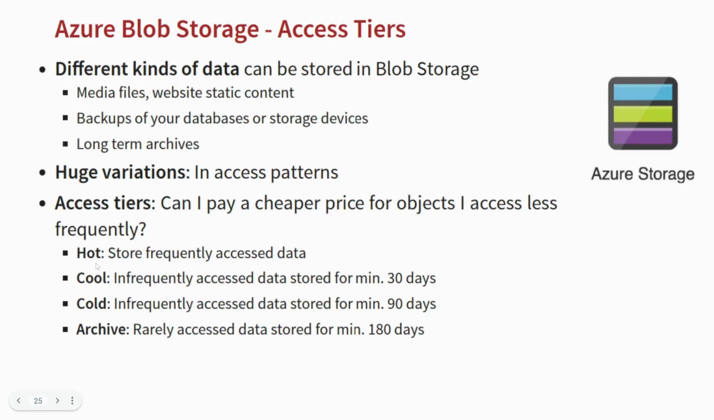You'll go with hot whenever you want to store data you are accessing frequently. You can go with cool for infrequently accessed data that is stored for a minimum of 30 days. Cold is for infrequently accessed data stored for a minimum of 90 days. And we also have the archive tier.